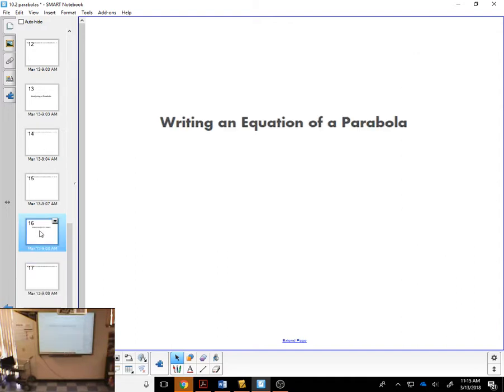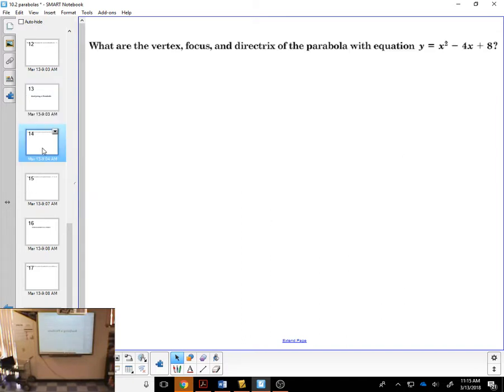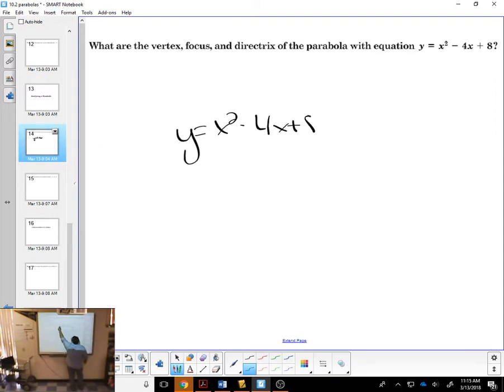Here's the only thing I do need to point out, because the homework is going to have this one, guys. You already have all the tools that you need, but I do want to show this real quick. Here is y equals x squared minus 4x plus 8. And they want you to find the vertex, the focus, and the directrix. Notice that it's in standard form. You need to convert it into vertex form, and that's not something so easy to do.